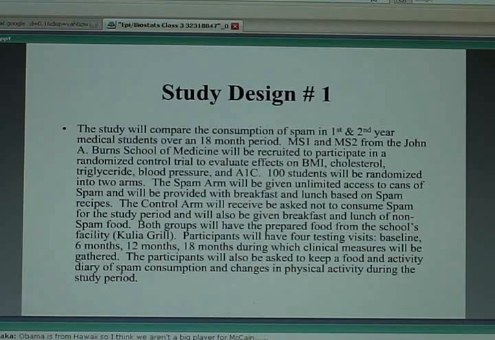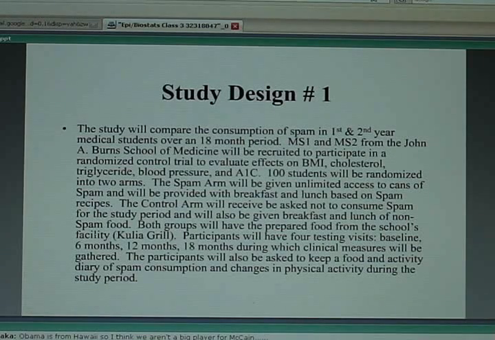The Spam arm would be one given to students, and they would receive it breakfast and lunch every day in their cafeteria. That would be based on using Spam recipes. So this is the diet that's heavy in Spam. The control arm would be given to 50 of the other students. They would receive, again, breakfast and lunch from the cafeteria, but they would not receive a diet that's rich in Spam. They would receive a Spam-free diet. And both groups would receive their food from the same facility.